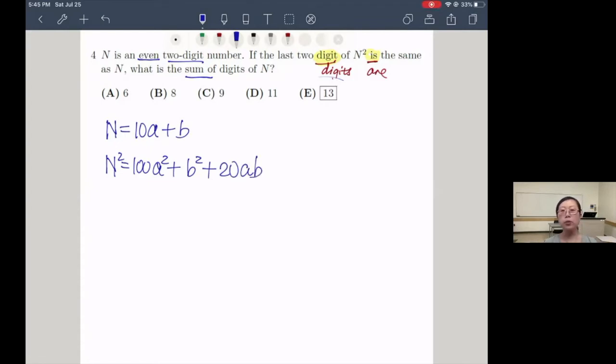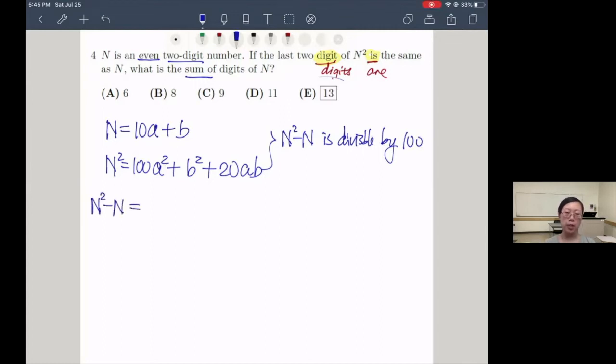Because the last 2 digits of n squared are the same as n, it tells us that if we subtract n from n squared, the difference is divisible by 100. N squared minus n, let's write it down, is divisible by 100. It's a multiple of 100. Okay, let's take the difference.